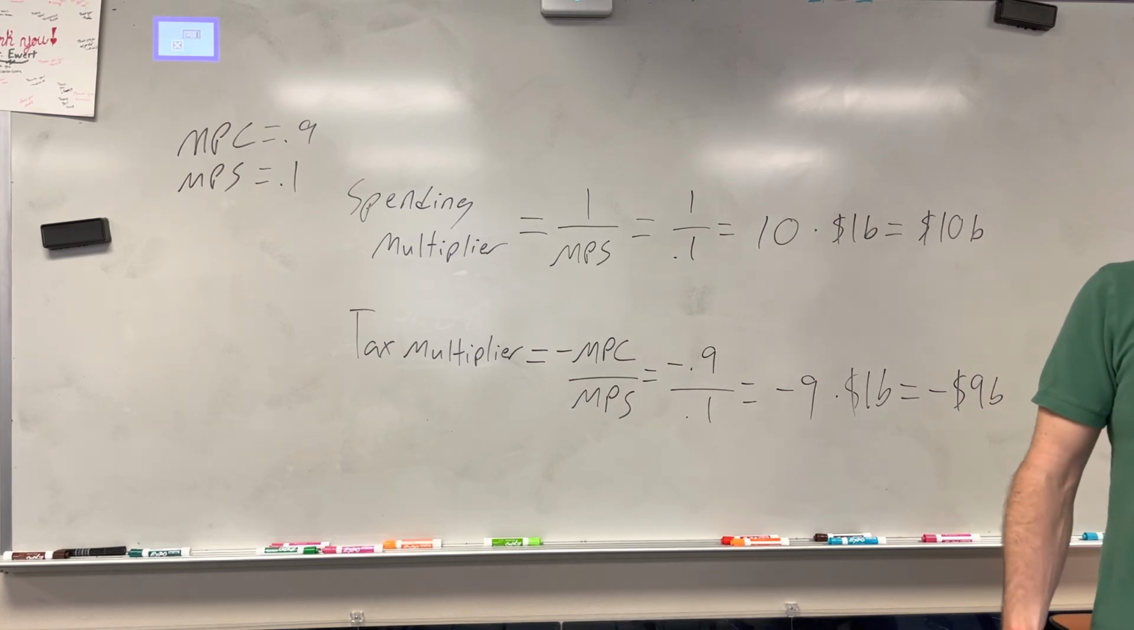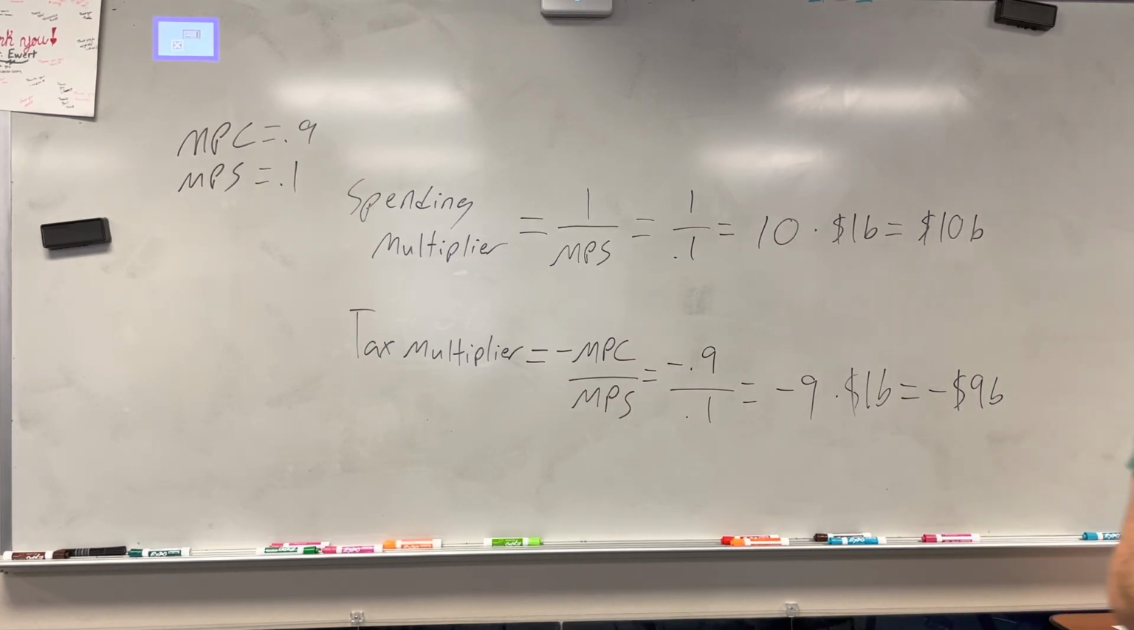This goes back to the idea, remember, that if we change both taxes and spending by equal amounts, the change is going to be whatever the change in spending was. So if you increase taxes by $1 billion and you increase spending by $1 billion, the end change in GDP will be that 1 billion.